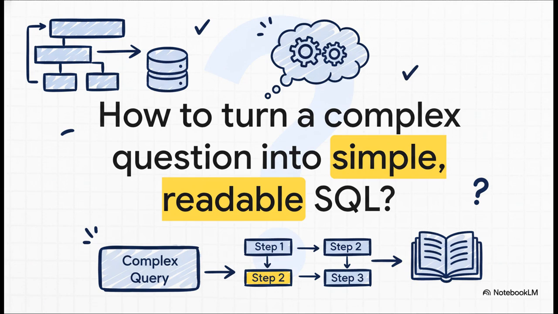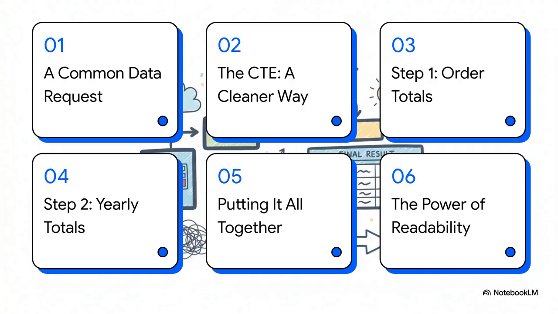I mean, this is the million-dollar question, isn't it? We've all been there, tangled up in a crazy web of subqueries and confusing joins. But what if there was a way to build your query step by step, kind of like snapping together Lego blocks? So, here's our game plan. We'll start with a totally normal data request, introduce a much cleaner way to handle it, build the query piece by piece, and then talk about why this approach is such a game changer.